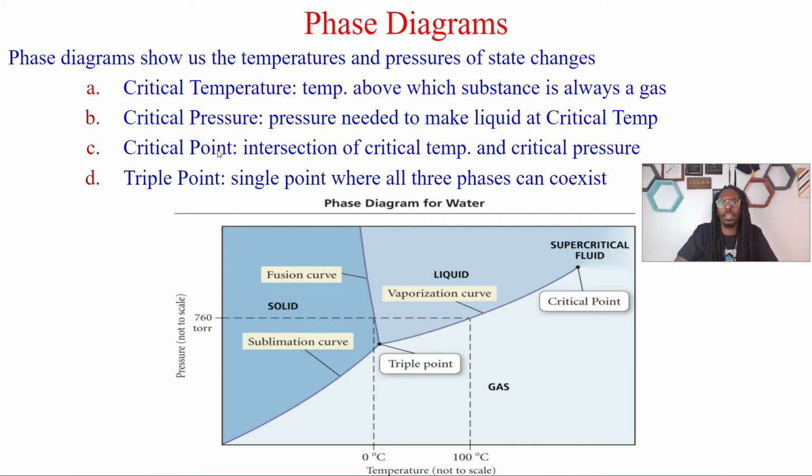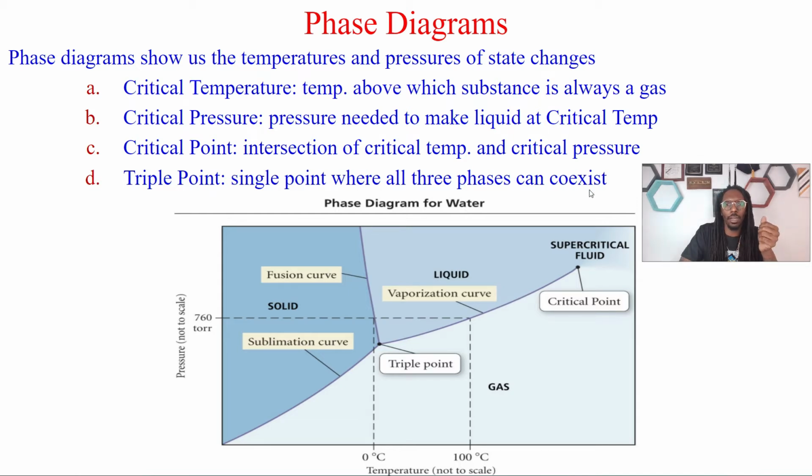Critical point is basically where we have the intersection of the critical temperature and pressure. So that's the critical point, the intersection. And then we have one more point we're going to cover here, the triple point. This is a single point where all 3 phases will coexist. And that does exist.